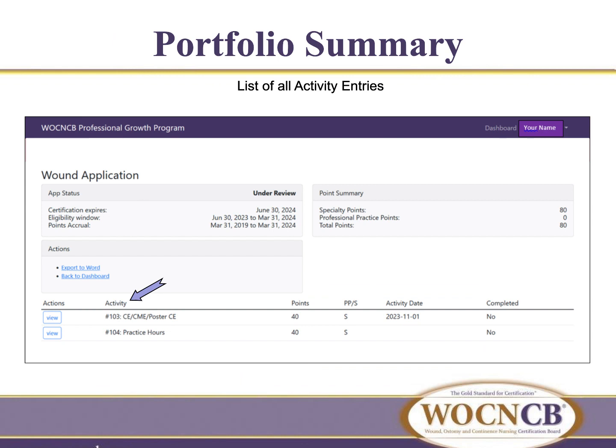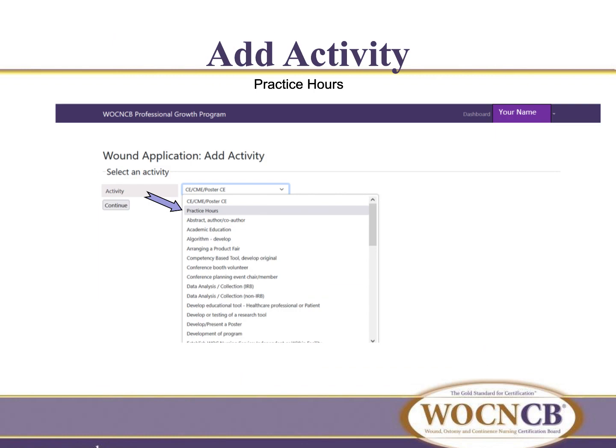You are automatically brought back to the specialty portfolio summary. Now we see a list of all the portfolio activities, and you should see your new CE entry. We're going to add one more activity, so click on Add Activity and click the arrow to bring the drop-down list into view. Let's select Practice Hours and click Continue.